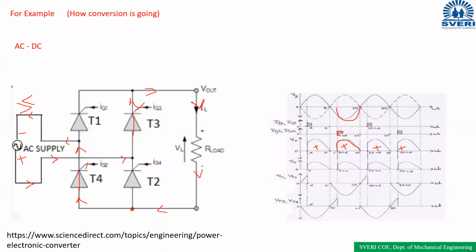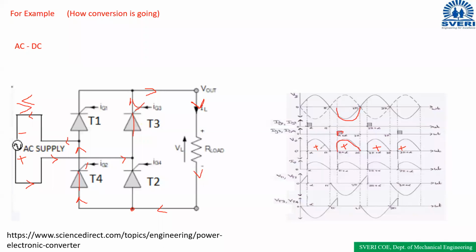Is a negative also present? No, it is present only above zero, which means this is DC. Here we gave AC, and here what we got is pulsating DC. Is it clear? We got DC here. Have you got the point?